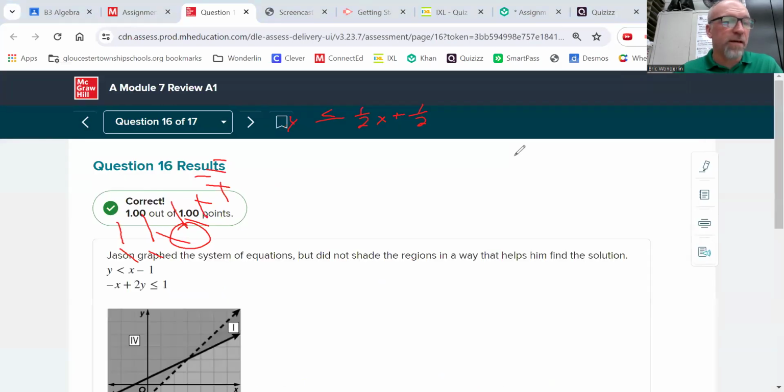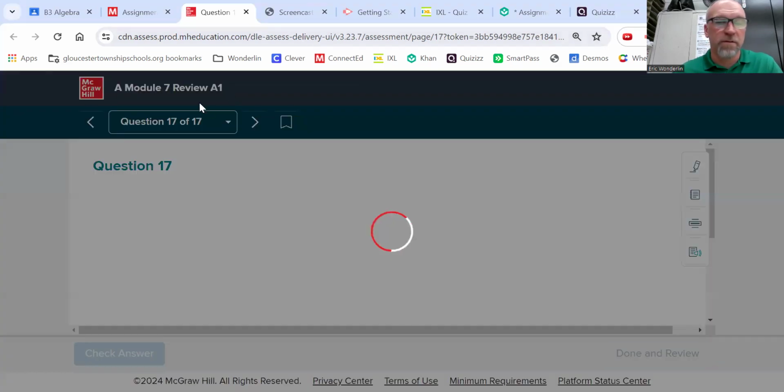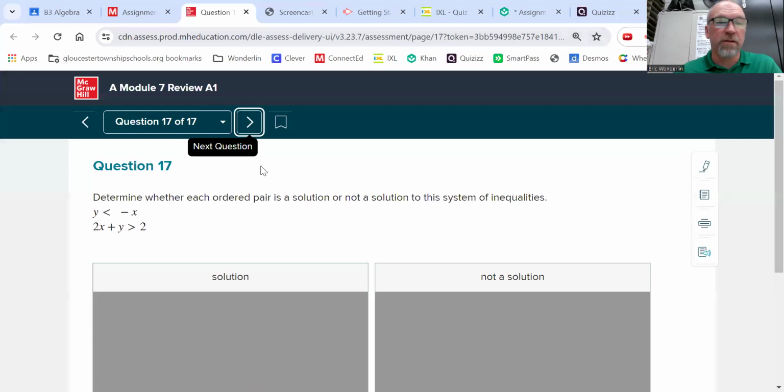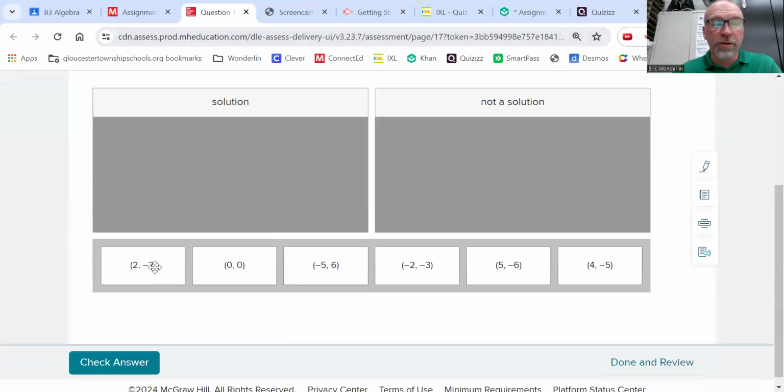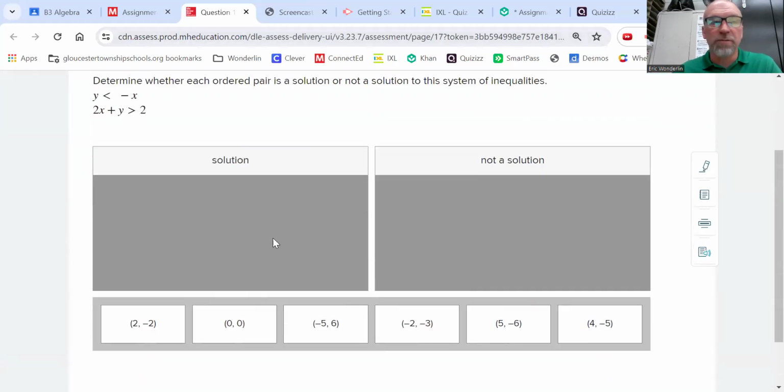Last one, baby. Oops. What did I do wrong? Okay. Of course, now it's going to crash. Here we go. Is it a solution? All you're doing is taking these ordered pairs and substituting them in. You don't have to graph anything, you don't have to convert anything. Just put these ordered pairs in and see if it works in both. If it does, it's a yes.